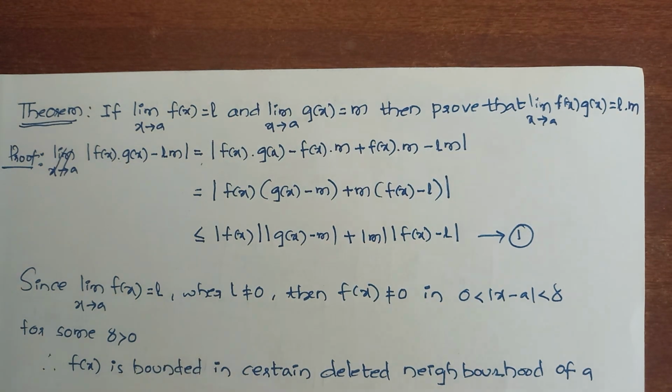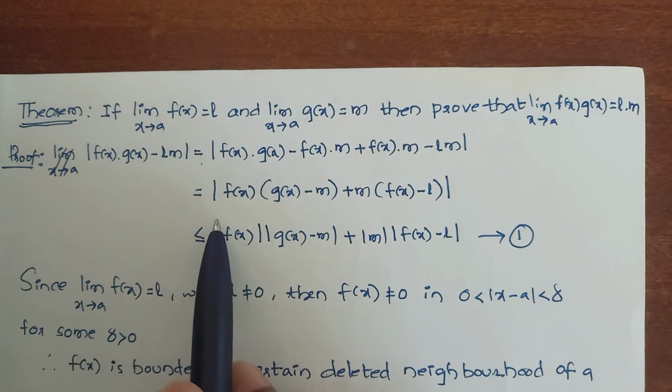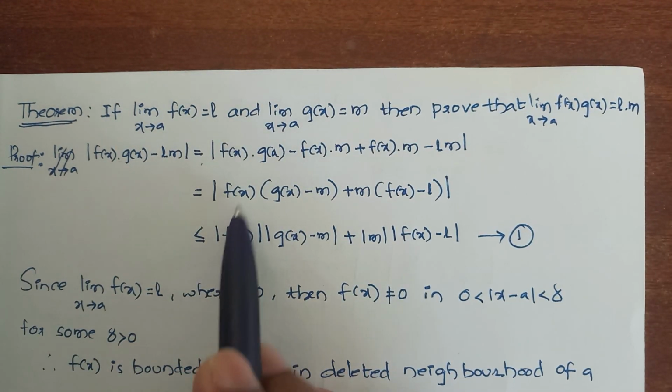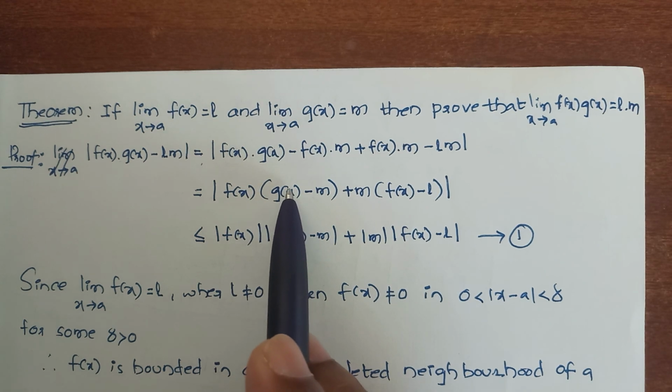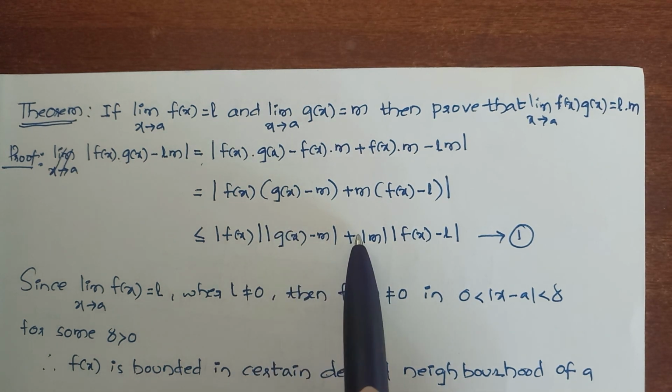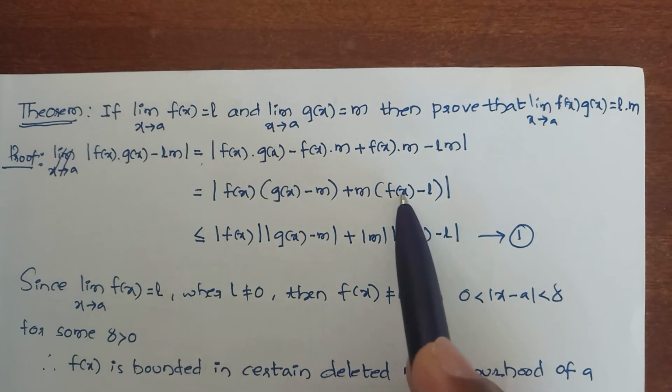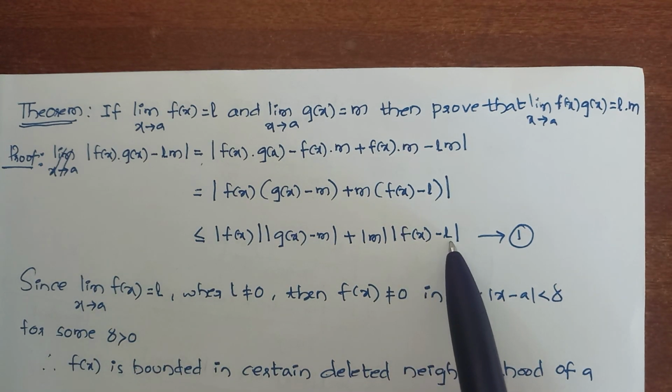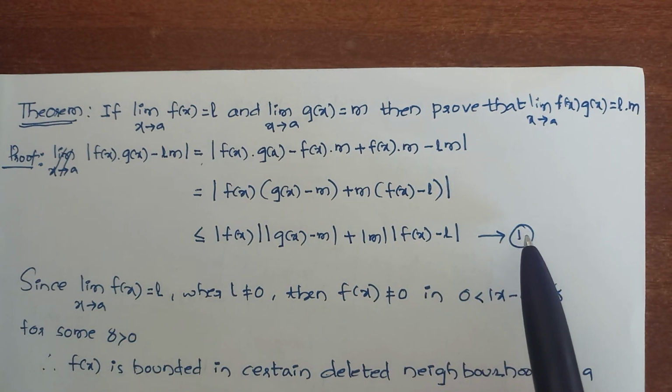So using the modulus property we can write this as less than or equal to modulus of f(x) into modulus of g(x) minus m plus modulus of m into modulus of f(x) minus L. So this is equation number 1.